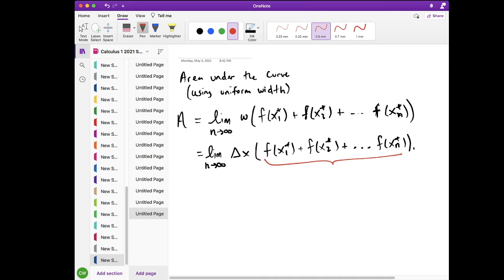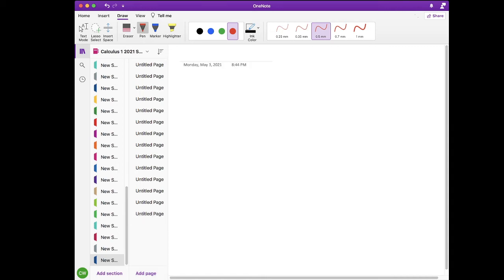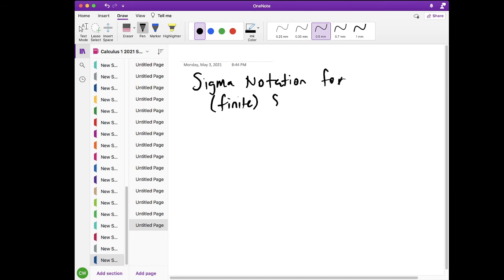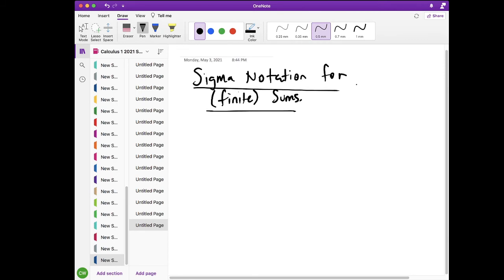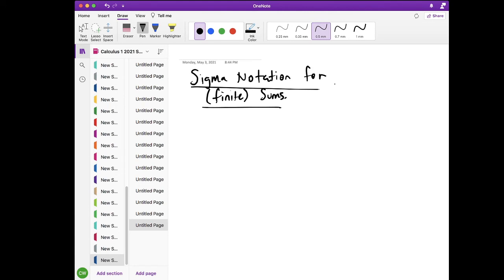All right, so this is called sigma notation for sums. I'm going to put in parentheses finite. In Calc 2, you'll talk more about infinite sums, but first you need to know finite, because infinite sums are dependent on finite sums. But some things you can do in finite sums that you can't do in infinite sums, because infinity is strange.